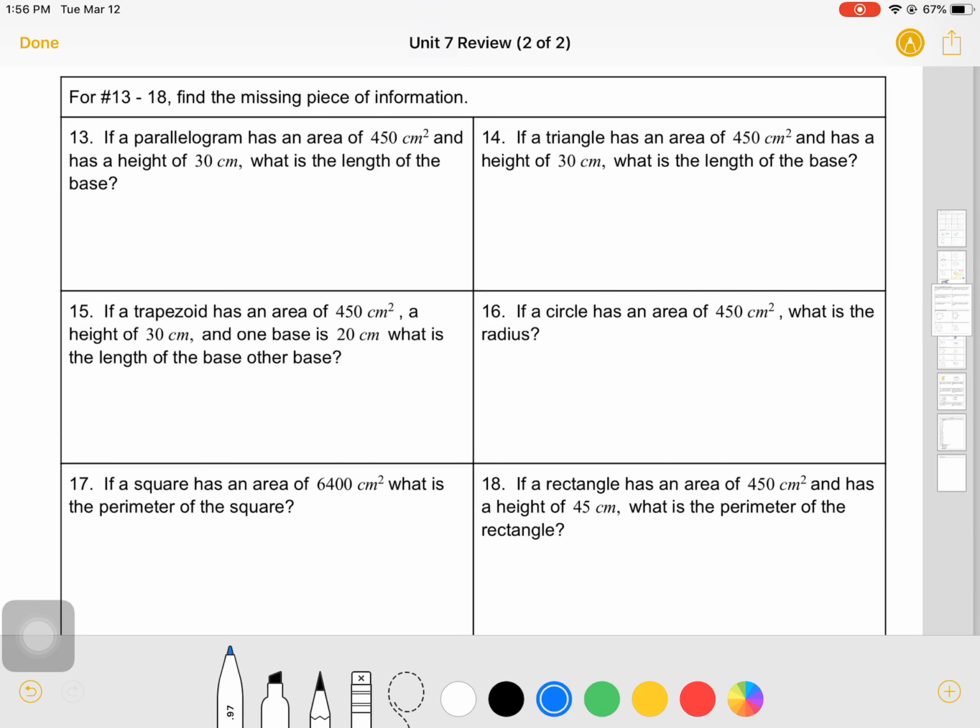On 13 through 18, you first want to identify the formula of the shape you're talking about. So whether it's a parallelogram or a triangle, trapezoid, circle, square, rectangle, write down your formula. And then you're going to plug in the information you are given. So for example, here my triangle formula is 1/2 base times height. They gave me the area is 450. They told me the height is 30. And you're going to solve this to get the base of your shape. On number 17, don't forget that I want the perimeter here, as well as on number 18.